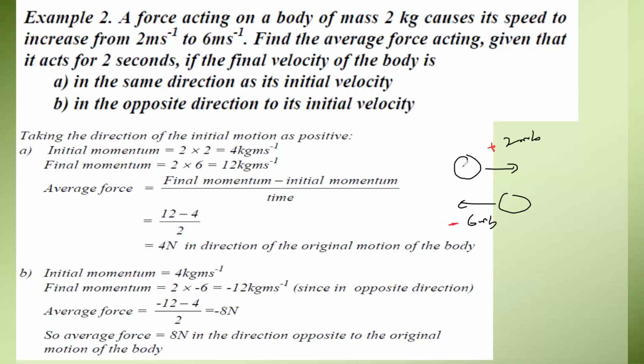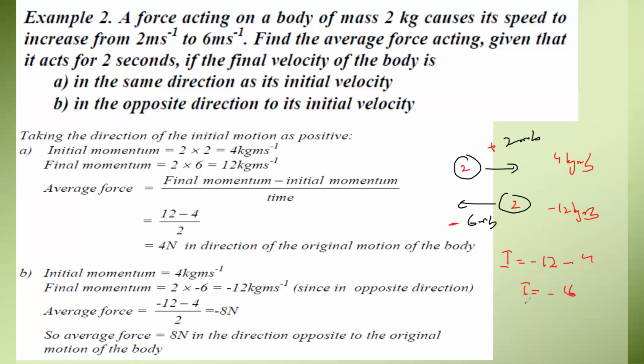What is the momentum? The mass remained the same, 2 kg. So what is the momentum here? 4 kg meter per second. What is the momentum here? Minus 12 kg meter per second. What is the impulse? The change in the momentum. So the final, which is negative 12, minus the initial, 4. So this will be minus 16, the impulse.